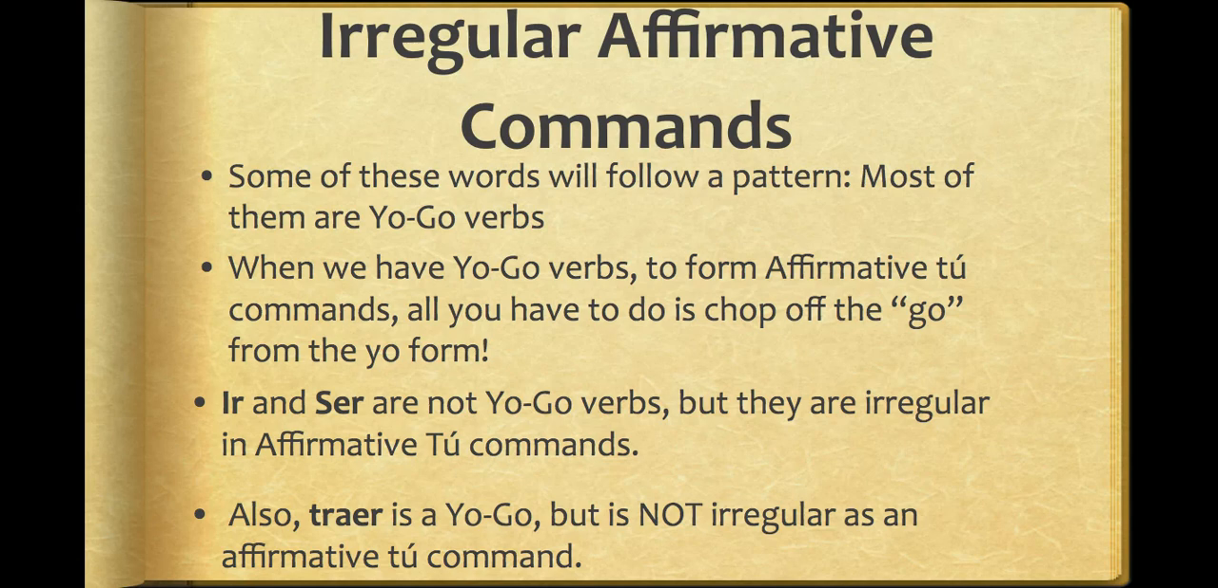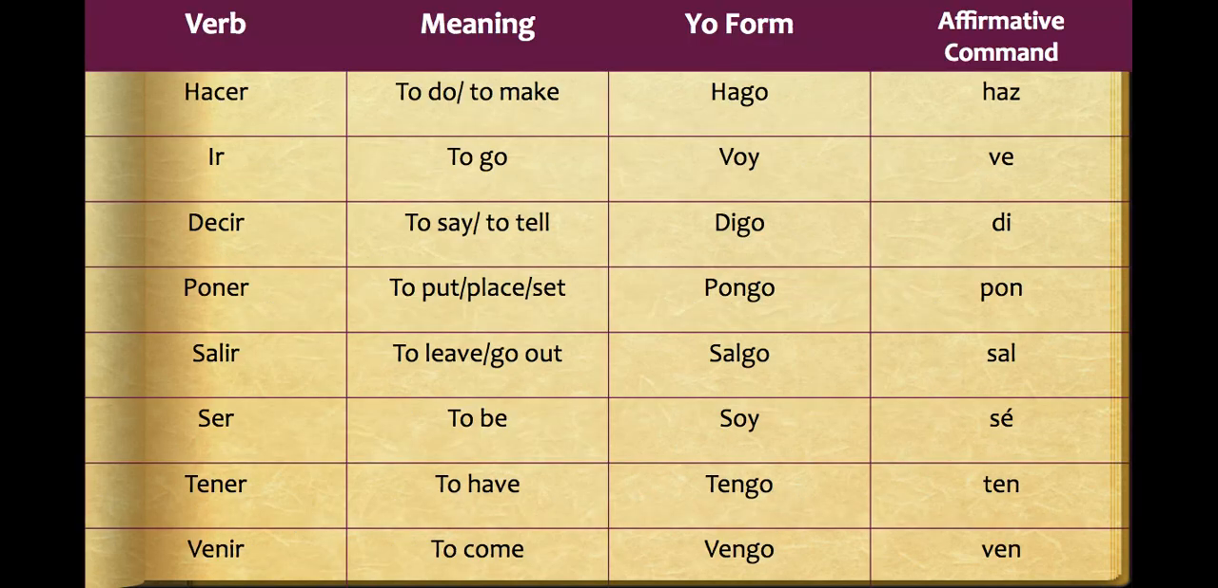Ir and ser are not yo-go verbs, but they are irregular in affirmative tú commands. Also, traer is a yo-go verb, but it is not irregular as an affirmative tú command. Here is your chart. So all the way to the right, you have the affirmative command. Haz, ve, di, pon, sal, sé, ten, and ven are your 1, 2, 3, 4, 5, 6, 7, 8 irregulars. And you can pause this to copy out this chart.